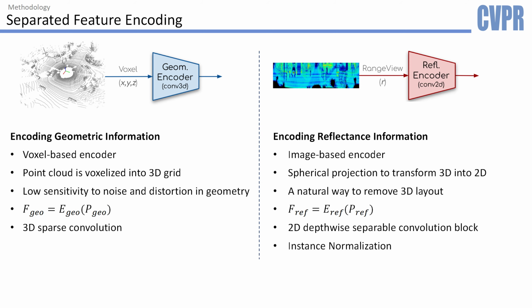For reflectance encoding, we select an image-based encoder. We first project the point cloud onto a 2D range view image by spherical projection. For computational efficiency, we use 2D depth-wise separable convolution block to build the 2D encoder. And we use instance normalization to mitigate distributional shifts in reflectance intensity.